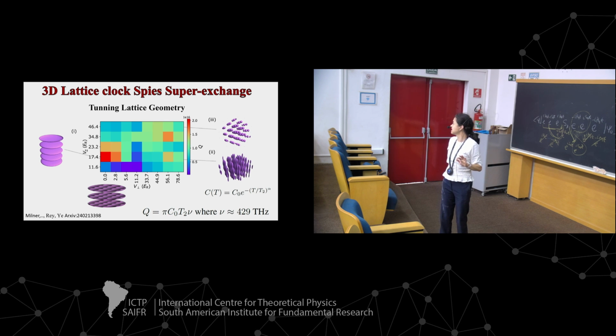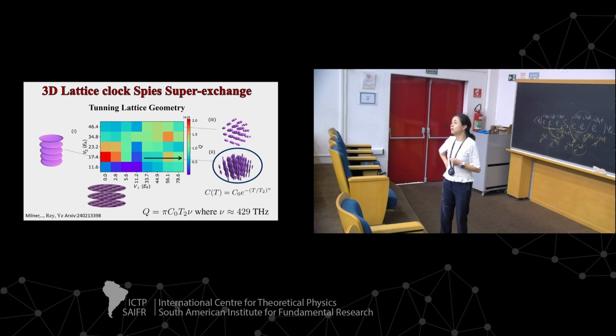Yes, is this clear? So what we did in the experiment was we fixed the confinement along the Z direction and started to change the lattice along the plane, from a very weak lattice to a very deep lattice. So basically go from here to here.